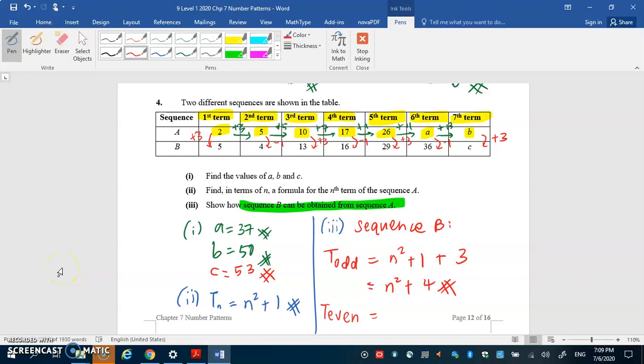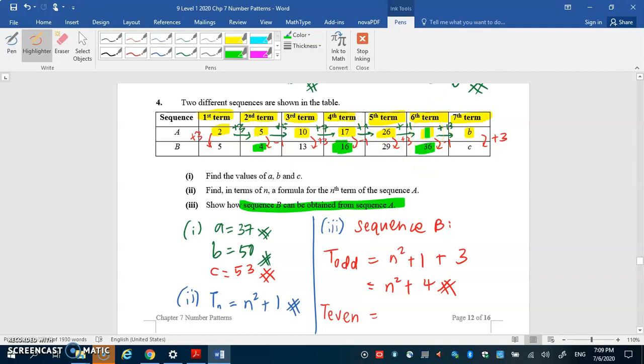Okay, what about when n is even? So you see, we're looking at the second term, the fourth term, and the sixth term. When n is 2, your term is 4. When n is 4, it's 16. When n is 6, it's 36. So you can easily see that this is n squared.